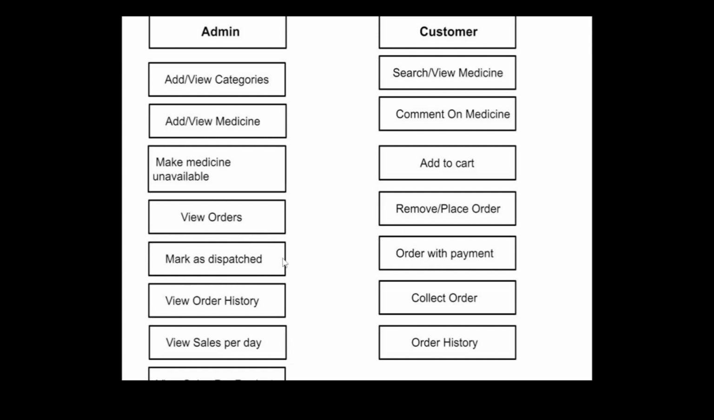Now the medicine is available and ready to be taken, so customers will collect the order by going to the medical store. Both admin and customers can view the order history. Admin can view the sales per day including every medicine, and admin can also view the sales of the day per product or medicine, you can say. So let's look at the website.